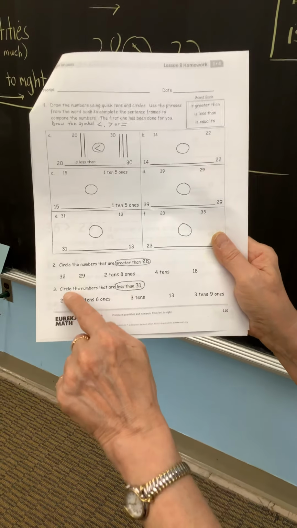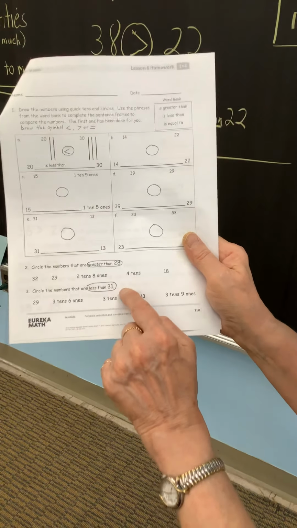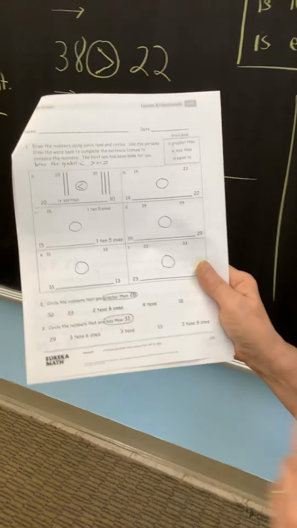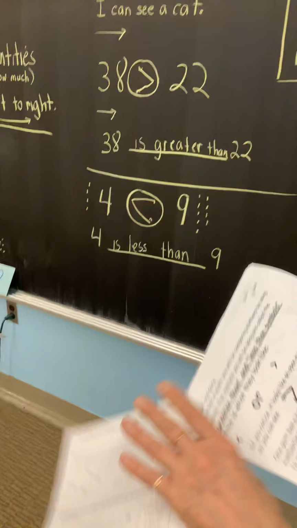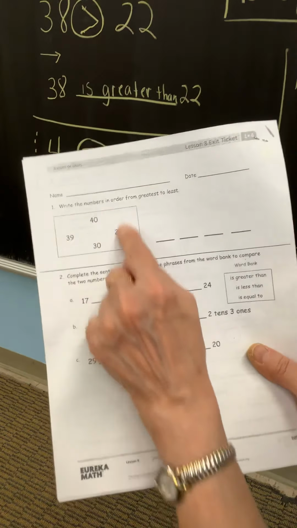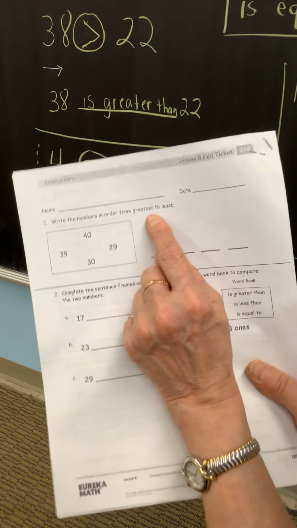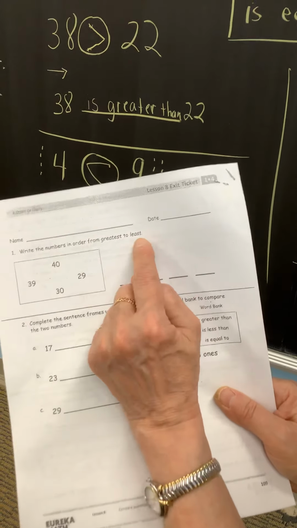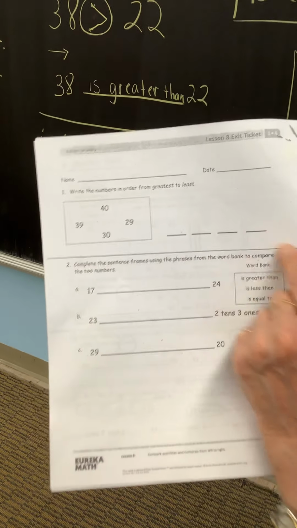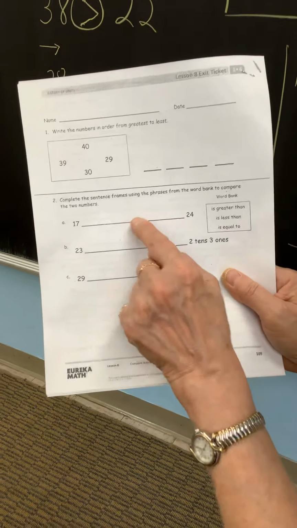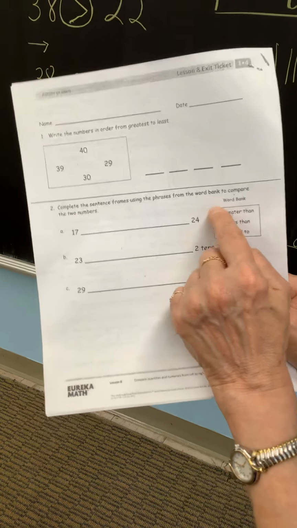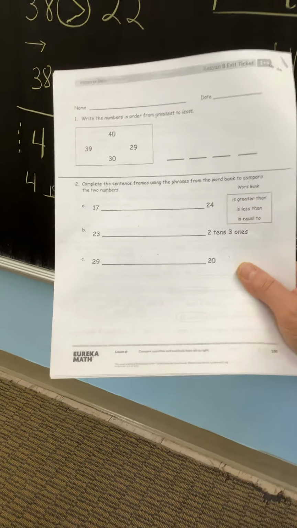And then over here it says circle the numbers that are less than 31. That means smaller than 31. There's going to be more than one, okay? And on the back, it says, see these numbers? They want you to write them from greatest to least. I know I should have circled that, but greatest to least. So biggest number to smallest. And then down here, write the right phrase. 17 is blank than 24. Greater than, less than, or equal to.